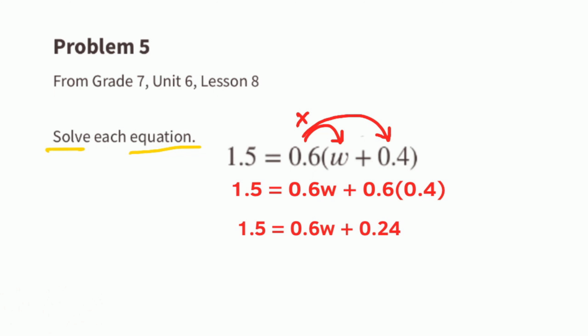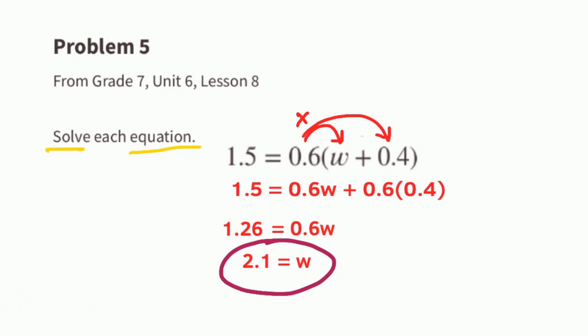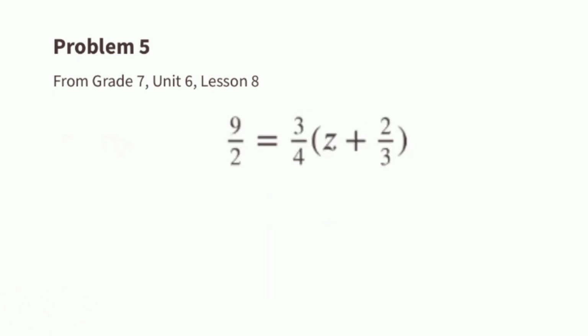To get the term with the w by itself, we need to subtract 0.24 from both sides of the equal sign, which leaves us with 1.26 equals 0.6w. To make it just 1w, we need to divide both sides by 0.6. W equals 2.1. Multiply the terms inside the parentheses by 3/4.